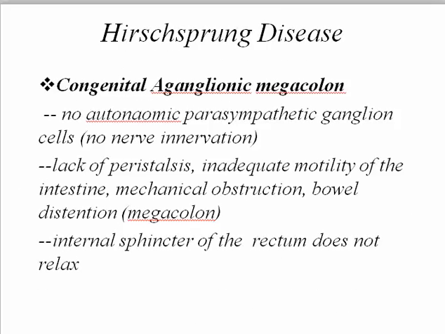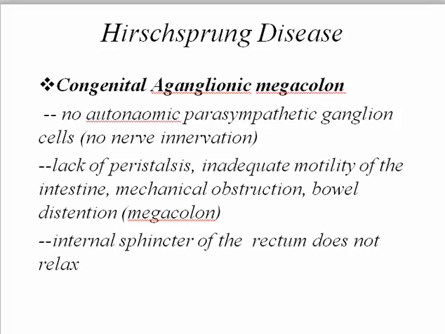All right, so now we're moving on. We're going to talk about Hirschsprung's disease. Hirschsprung's disease is a congenital aganglionic megacolon. Because it's a congenital anomaly, it results in mechanical obstruction from inadequate motility of part of the intestine.